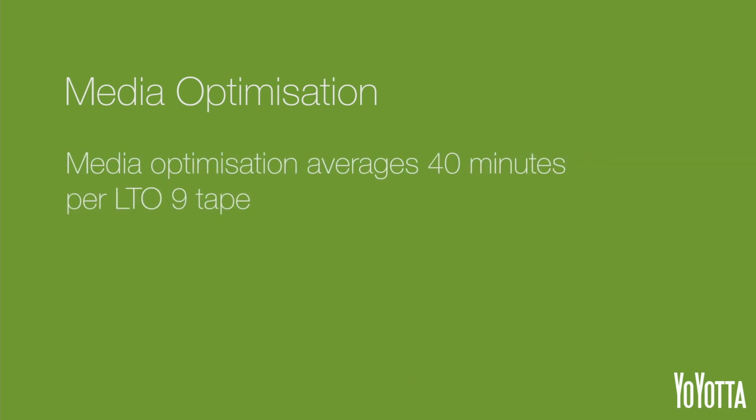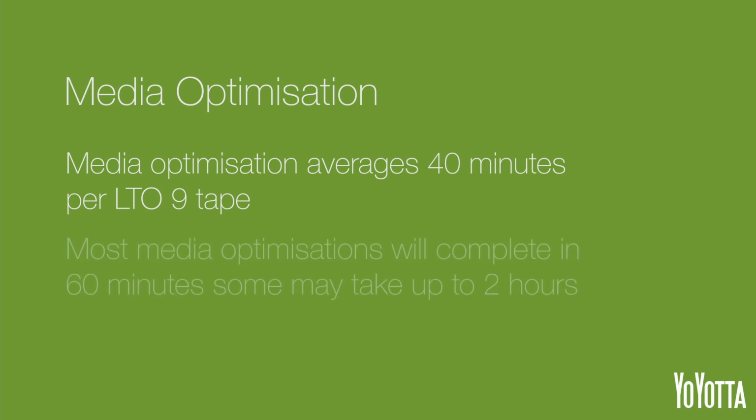Media optimization averages 40 minutes per first load of a cartridge to a tape drive. Although most media optimizations will complete within 60 minutes, some may take up to 2 hours to complete. Worth bearing in mind if you are working in a time-sensitive environment.